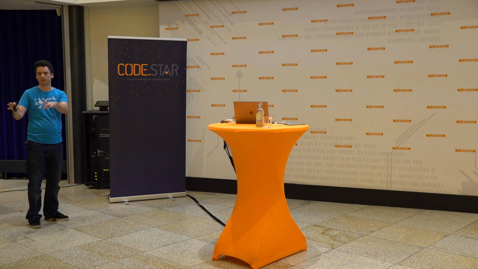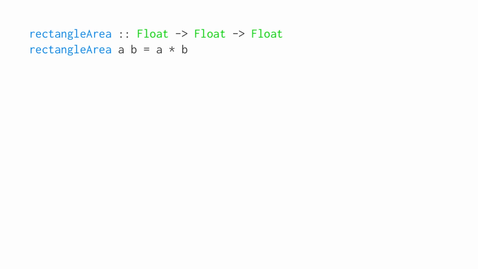So, it doesn't matter much. We basically have this rectangle area, and we receive A and B, and the result will be A multiplied by B.